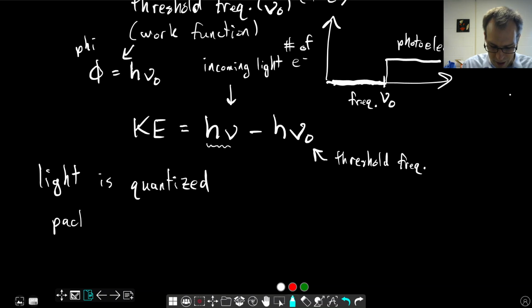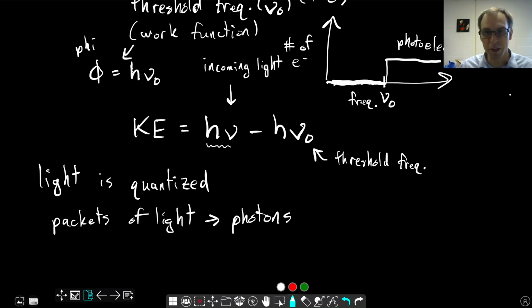So we have this idea of what we call packets of light, or if you're familiar with the term, this is what we call photons. So light itself can only come in distinct amounts of energy. And so the individual light photon has to have enough energy to overcome some energy that's holding the electron onto the metal.